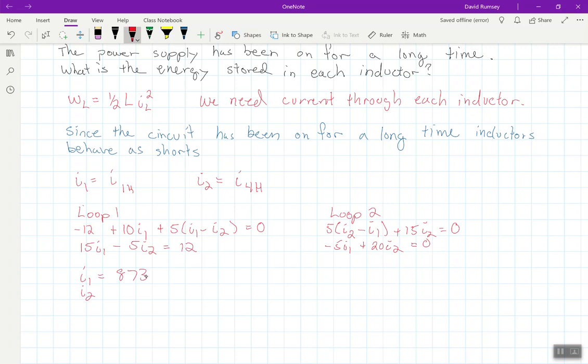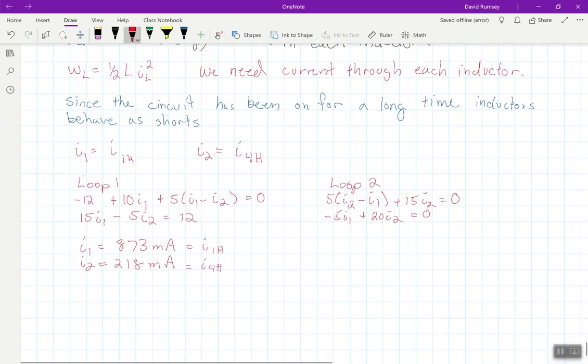I get 873 milliamps for I1, and then for I2, I get 218 milliamps for I2. And then again, this is the current that's going through the 1 Henry inductor, and this is the current going through the 4 Henry inductor.